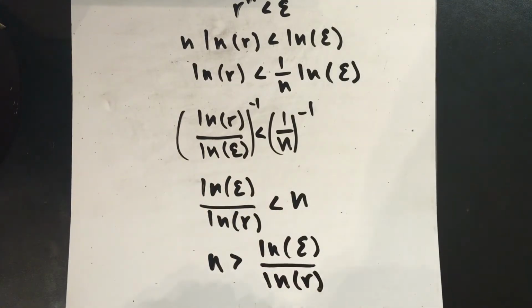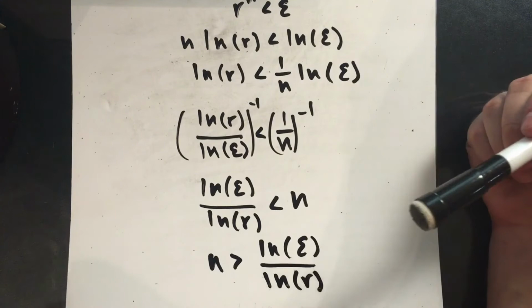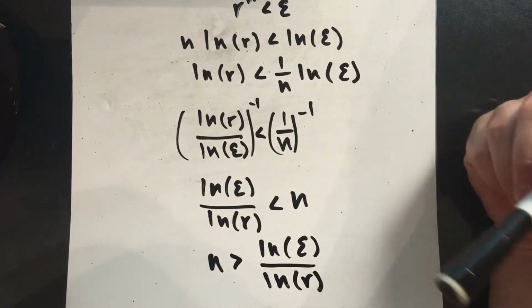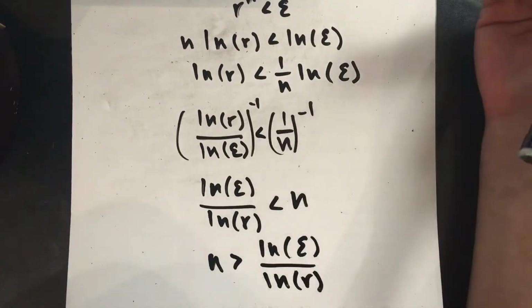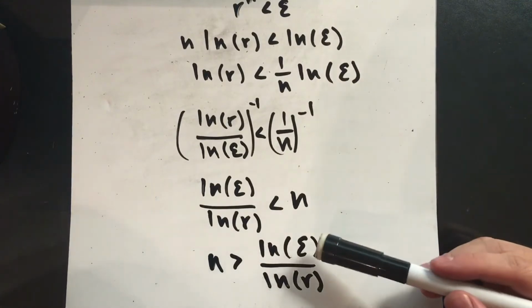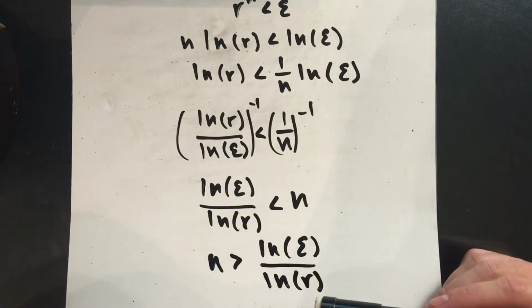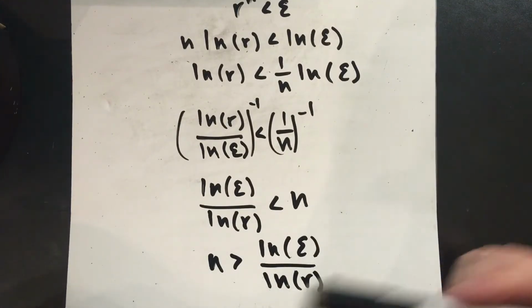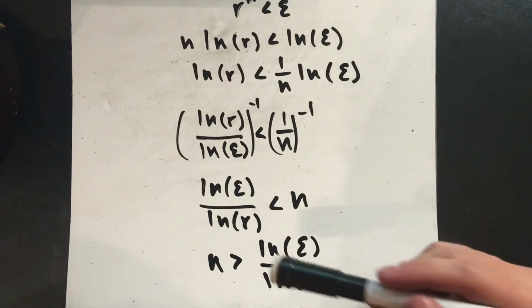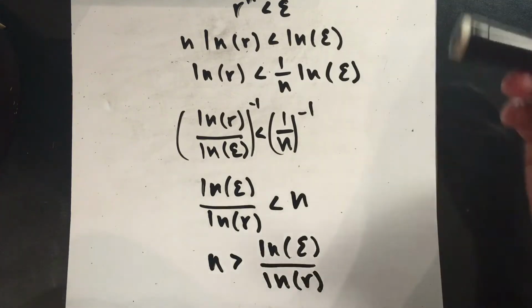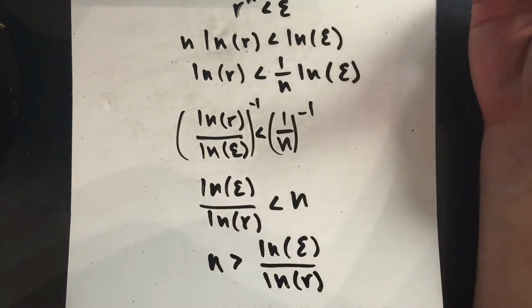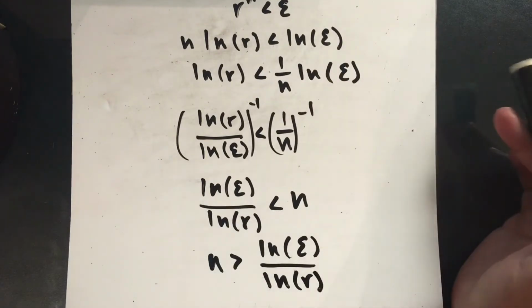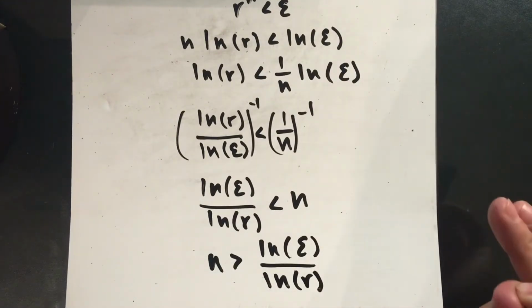Now a word of warning. We might at this point decide this is the N that we were so tirelessly looking for. But notice, ln of epsilon and ln of r may not be a natural number. Either one of them might not be a natural number, let alone the division between the two values. So for it to be a natural number, we can first force it to be an integer by using the greatest integer function.